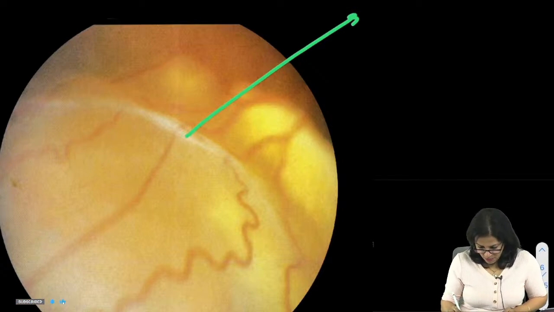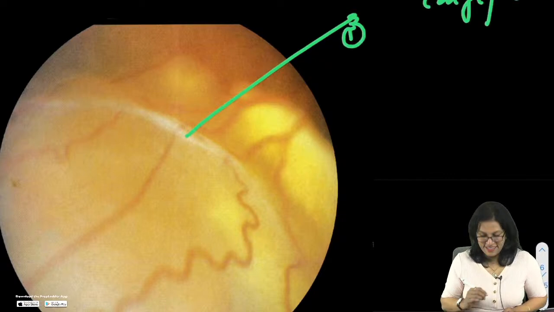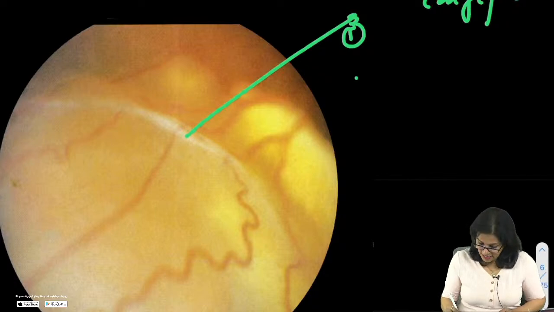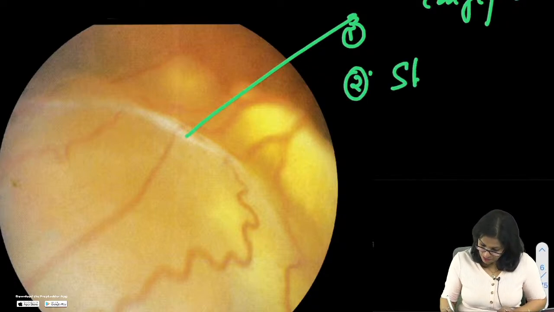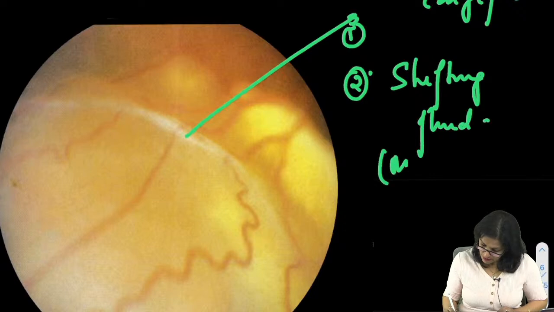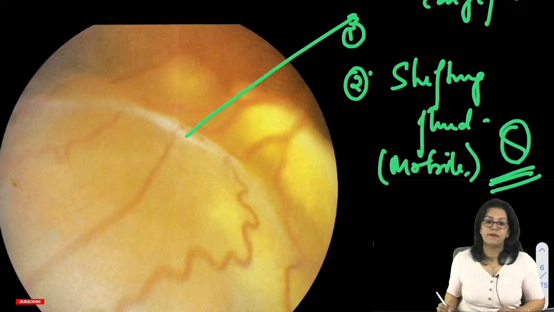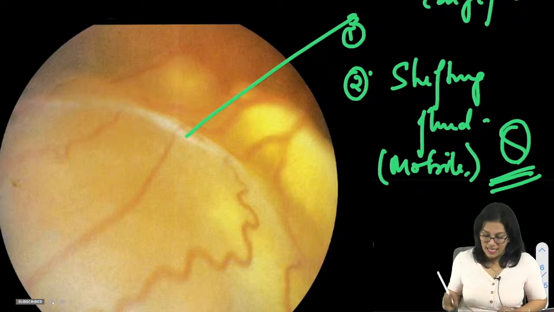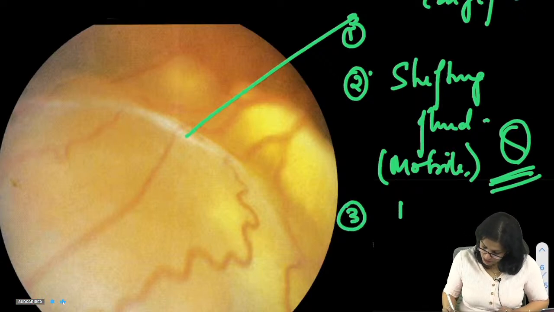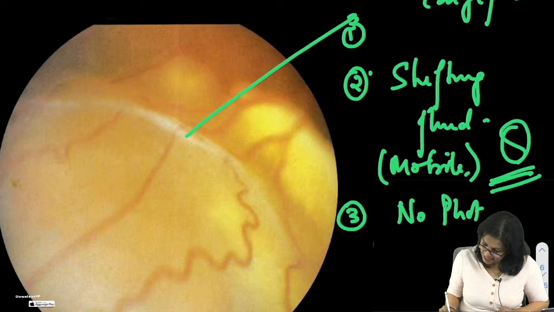What are the points to remember? This is a convex configuration, which is typical of exudative. Number 2, very mobile, shifting fluid. Very important. It is very mobile and there is a shifting fluid. This has been your exam question, so I have included it here. What is the third point? No photopsia.